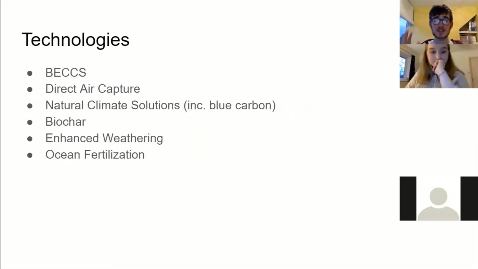So here's a list of some of the technologies that we can use. Something called BECCS, bioenergy with carbon capture and storage. Something called direct air capture, natural climate solutions, which I'll go into a bit more depth on. I'll go into more depth with actually all three of those. Biochar, which I sadly don't have the time to go into depth on today, but that's a really interesting, exciting technology based off something that indigenous Amerindians did in the Amazon 2,000 years ago. Enhanced weathering and ocean fertilization.